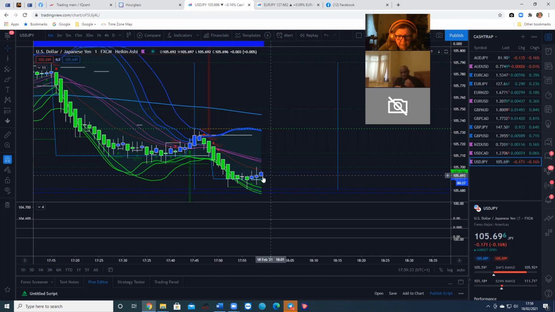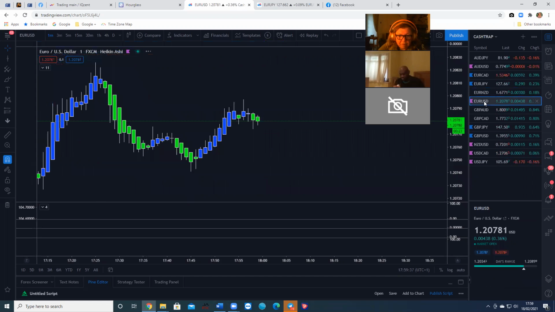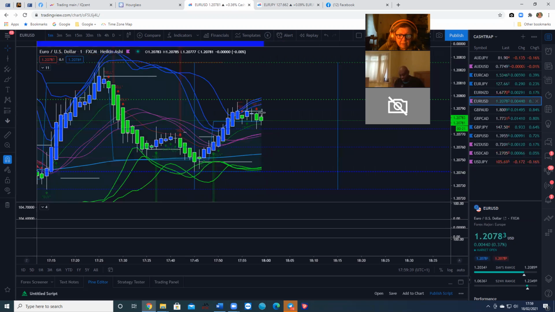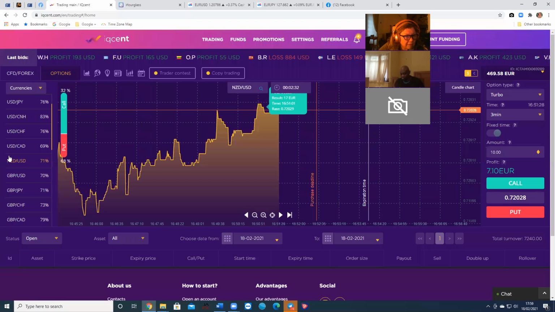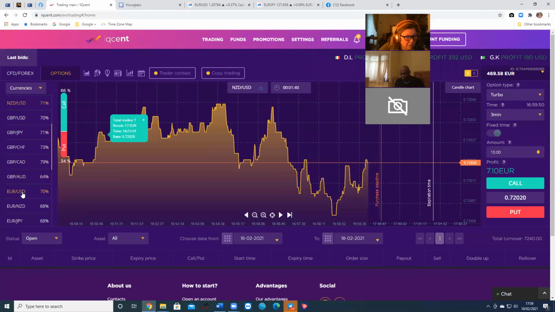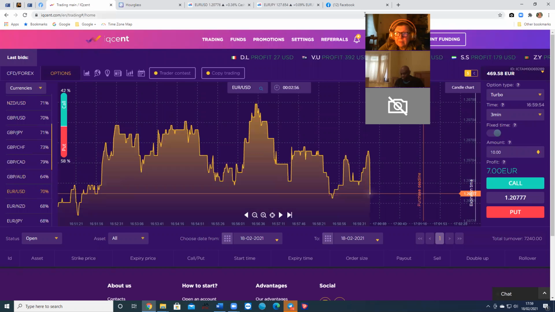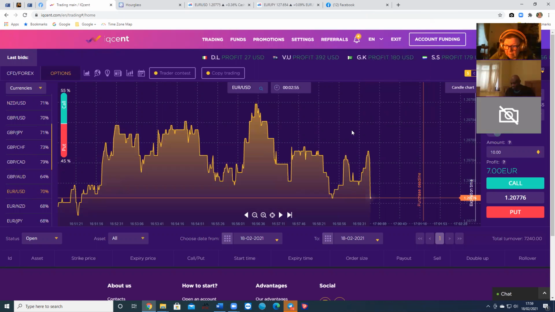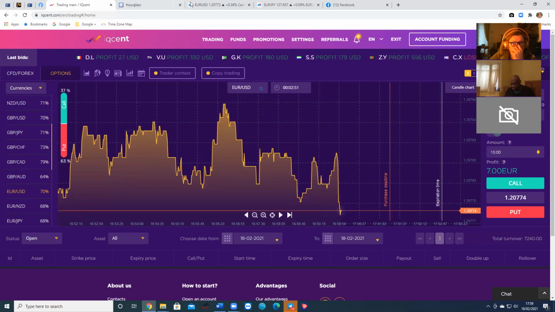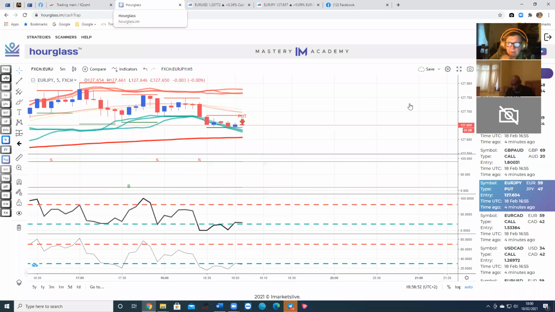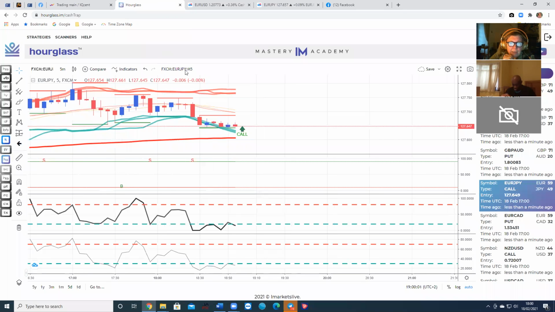So we'd want to be selling USD JPY if we get involved in that. His other favourites, Euro USD, which is just reacting off that middle moving average. So let's take Euro USD, check the currency strength. The payout is 70%. And let's see what happens here on the hour. So on HourGlass, I'm going to come over, check it here.